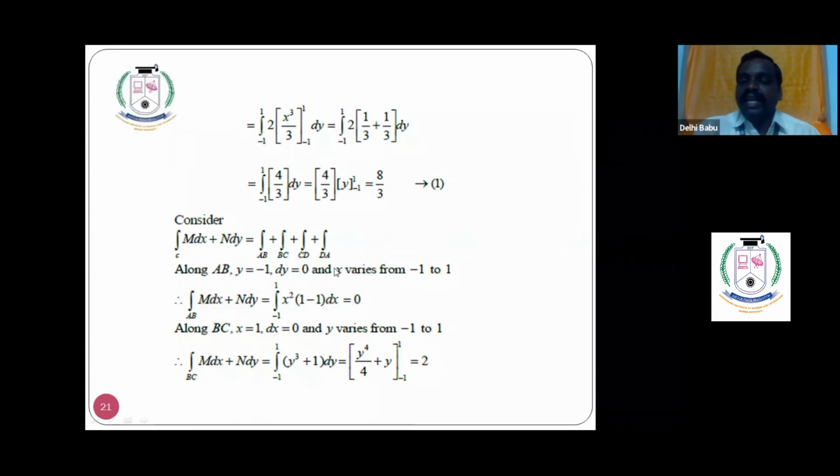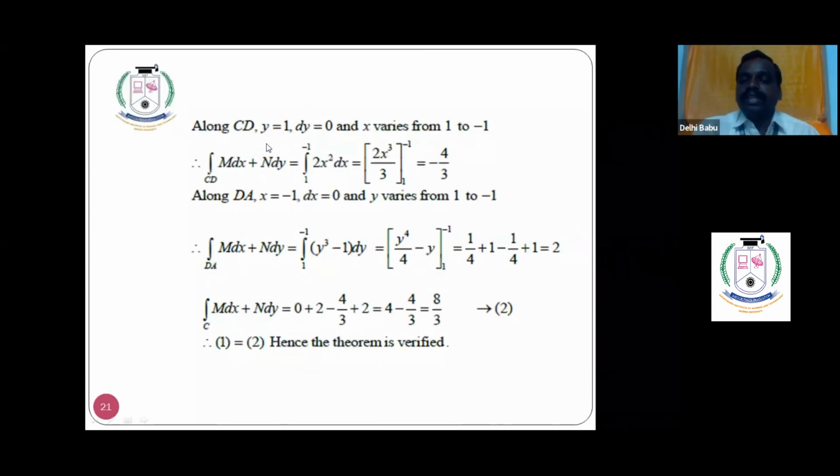Similarly along CD and DA you can do. So along CD, that means the top one, y equal to 1. So derivative on both sides, dy equals 0. X is left to right, that means 1 to minus 1. Substitute m dx plus n dy with y equal to 1 and dy equals 0. After all these things you get minus 4 by 3. Similarly along DA, that means bottom to top, 1 to minus 1. When x equals minus 1, dx equals 0. So substitute all this into m dx plus n dy, integrate and simplify, you get 2.